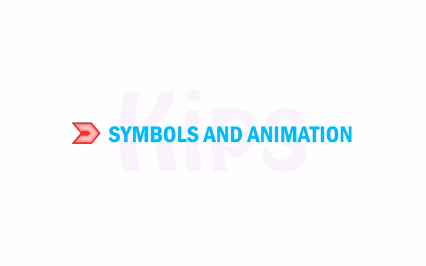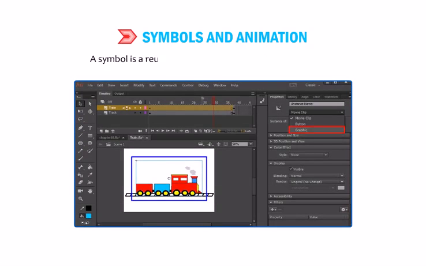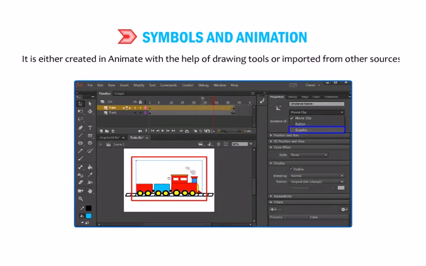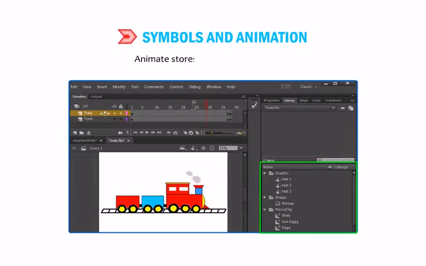First, let us understand about symbols and animation. A symbol is a reusable object for static images or animation. It is either created in Animate with the help of drawing tools or imported from other sources. Animate stores symbols in the library.